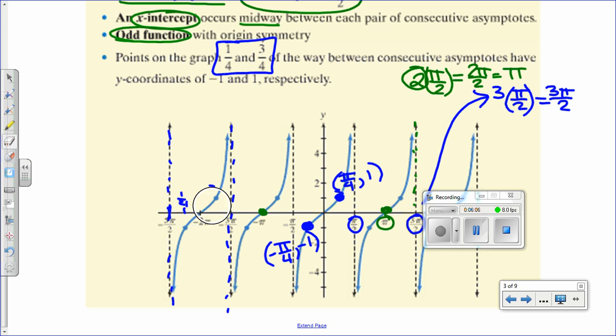I personally like to think of it this way. I have two consecutive asymptotes. In the middle, I will have an intercept. And then in between the first asymptote and the intercept, I will have one of those key points. And then in between the intercept and the second asymptote, I will have another key point there. So it's all about midpoints. Just keep taking your midpoints.